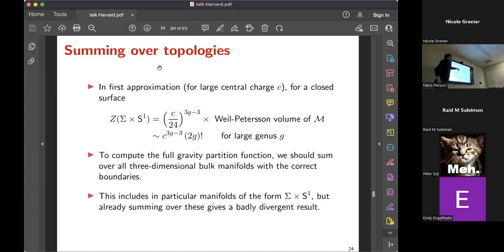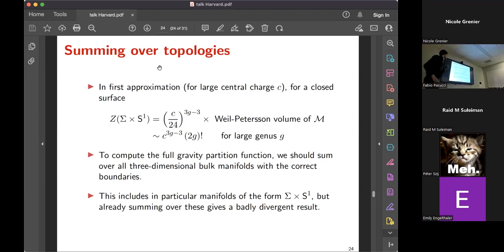I'm throwing away all kinds of irrelevant factors here. The relevant factor is that this goes like C to the power 3g minus 3. You should think that C is like 1 million or something. And then there's a factor for how this Weil-Petersson volume diverges, which goes like (2g)!. So it diverges very rapidly.